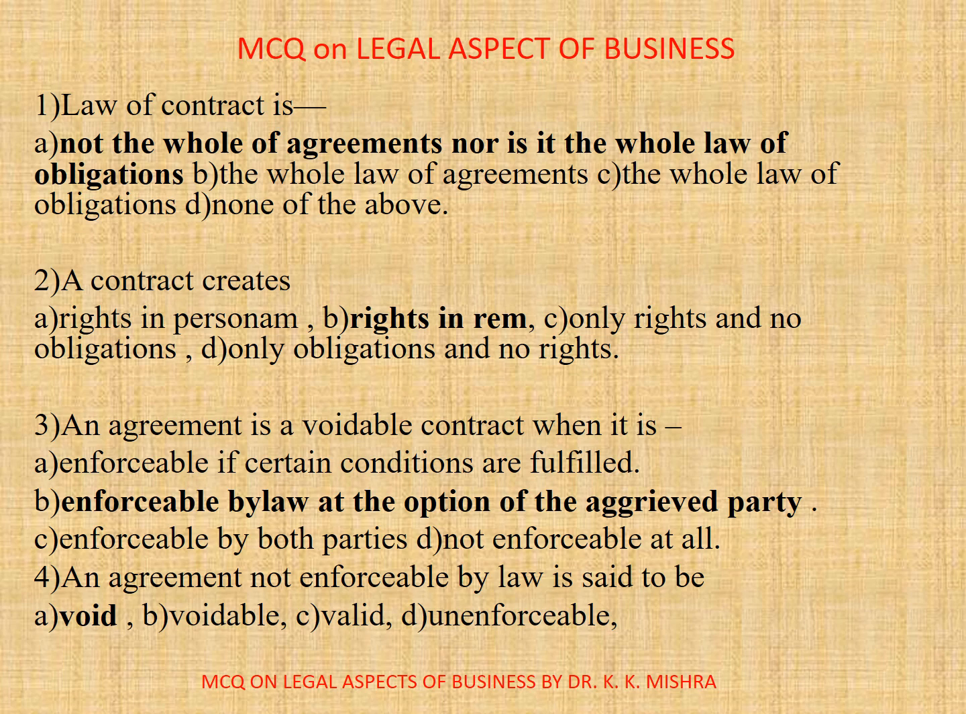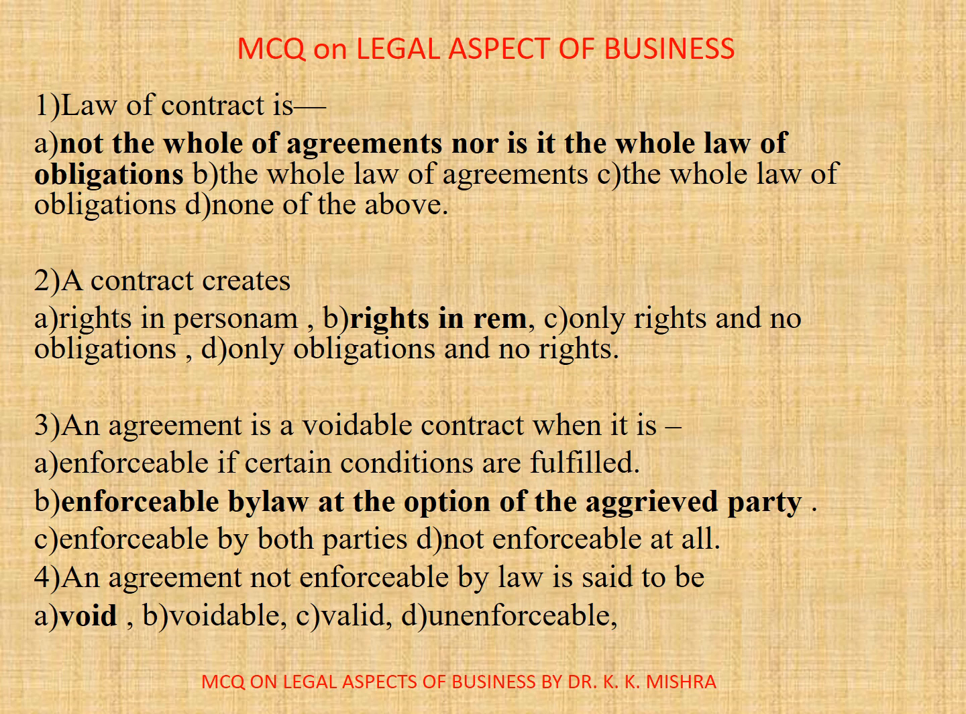Question number 3. An agreement is a voidable contract when it is, options are A, enforceable if certain conditions are fulfilled, B, enforceable by law at the opinion of the aggrieved party, C, enforceable by both parties, D, not enforceable at all. Correct option is B, enforceable by law at the opinion of the aggrieved party.